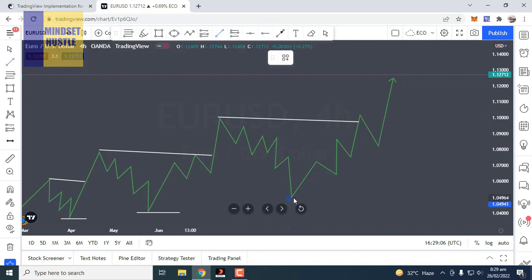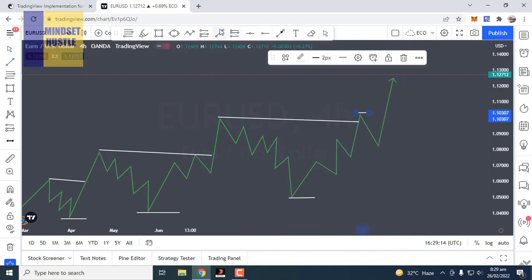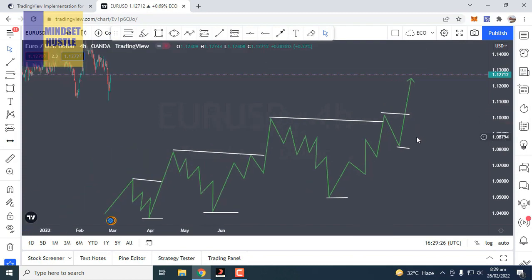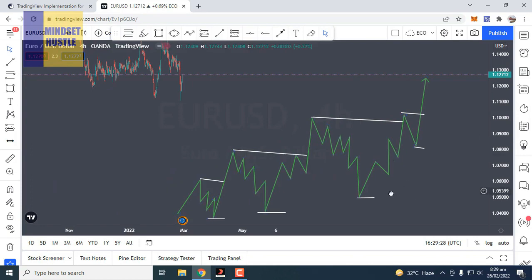All right, and here is its low before market went up, formed this high here, then made a pullback, and then this high here was taken out as well. All right, so this is how market actually behaves. So if we go to the chart, you realize that this is how market behaves.